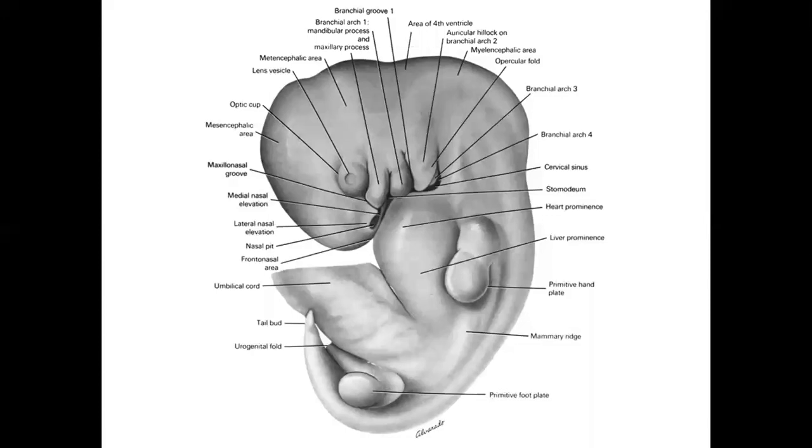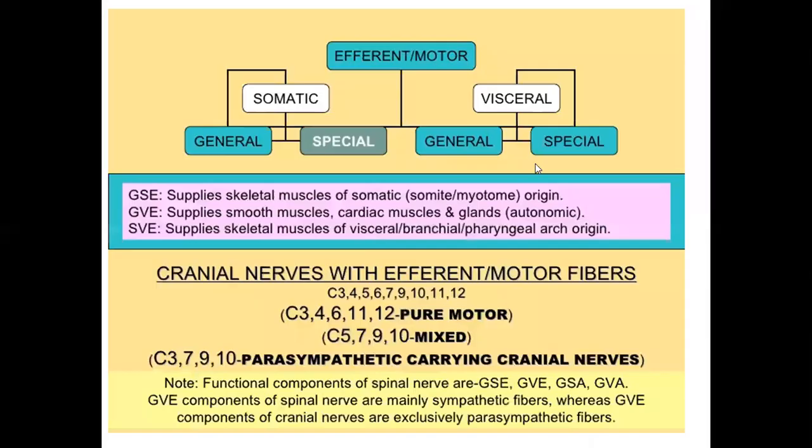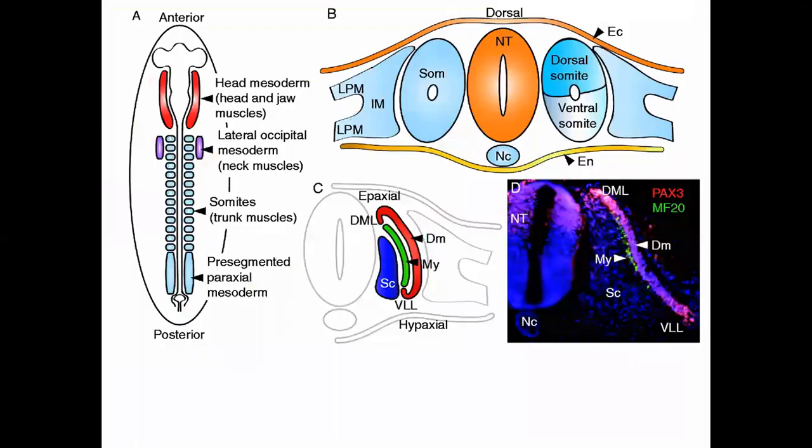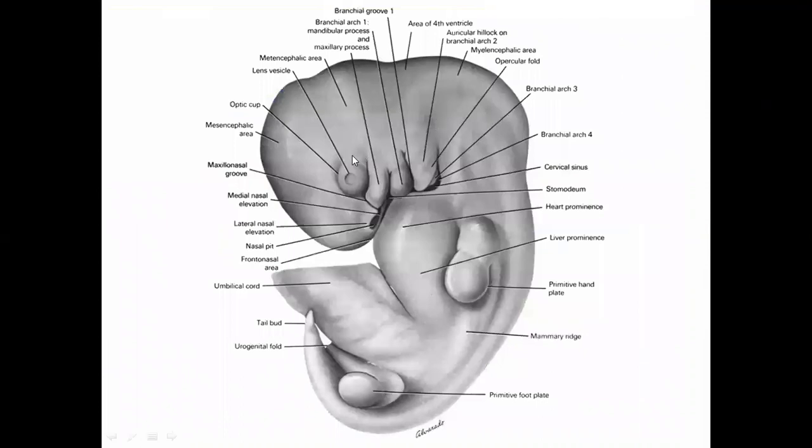Let me tell you once again: general somatic efferent means skeletal muscles derived from somites. Special visceral efferent means skeletal muscles derived from the visceral arch. These are the visceral or branchial arches, seen in the neck region. Six arches are formed initially, then two of them disappear; these are called branchial arches. A branchial arch has mesoderm, and not only mesoderm, it has all the germ layers. The branchial arch gives rise to some skeletal muscles, seen in the neck region. So this is another origin of skeletal muscle.